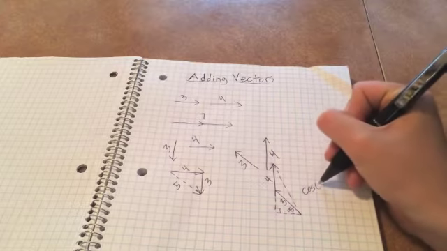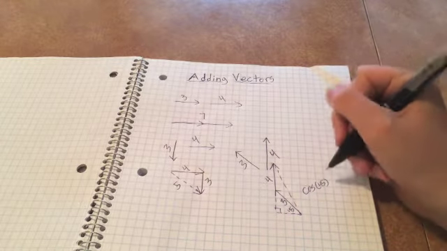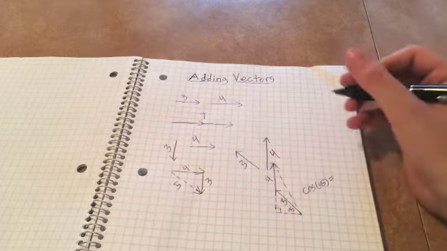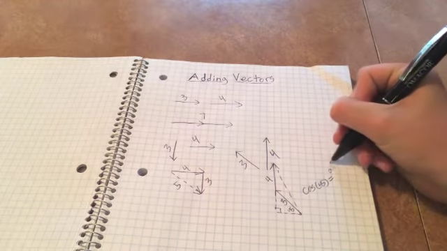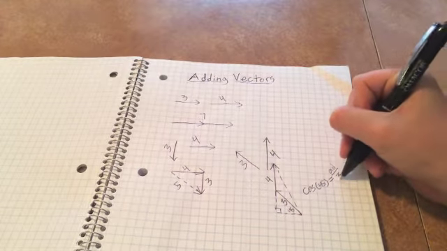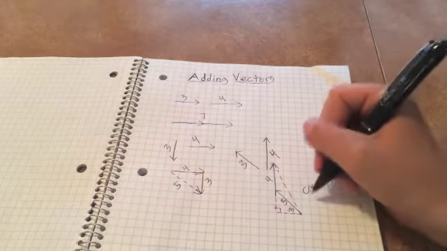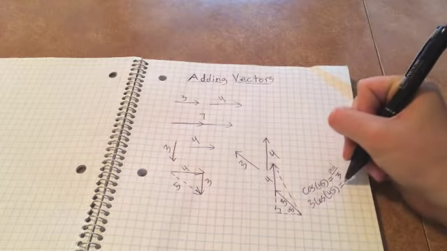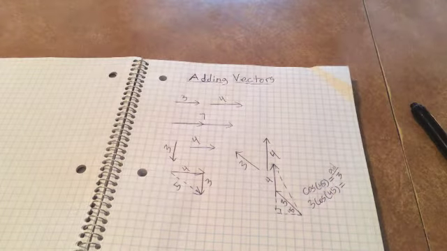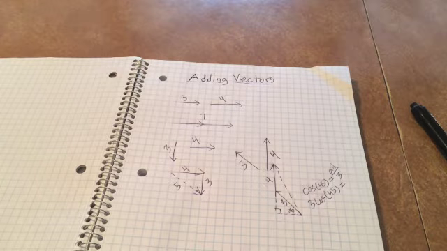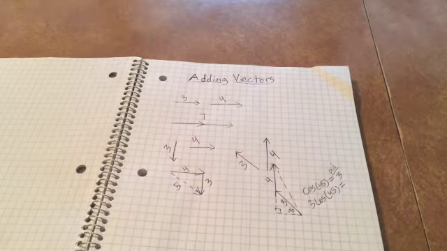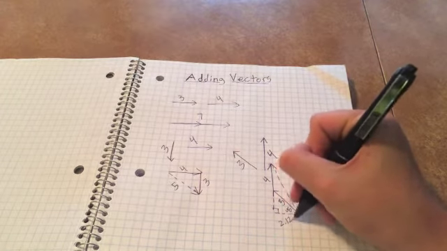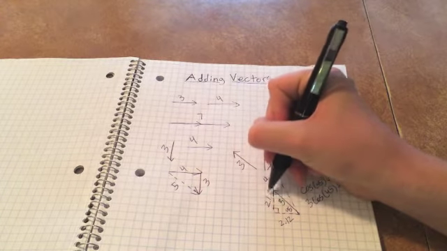cosine 45 equals adjacent over hypotenuse. So adjacent, and we know the hypotenuse is 3. Then we multiply 3 on both sides. So 3 cosine 45 is our adjacent side. And 3 cosine 45 is 2.12. I know that's this side over here too.